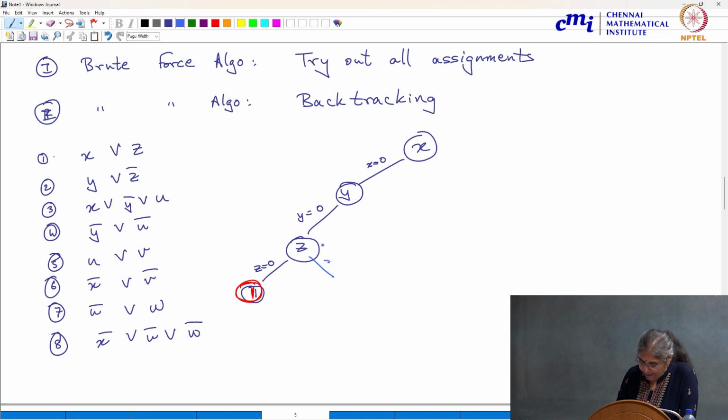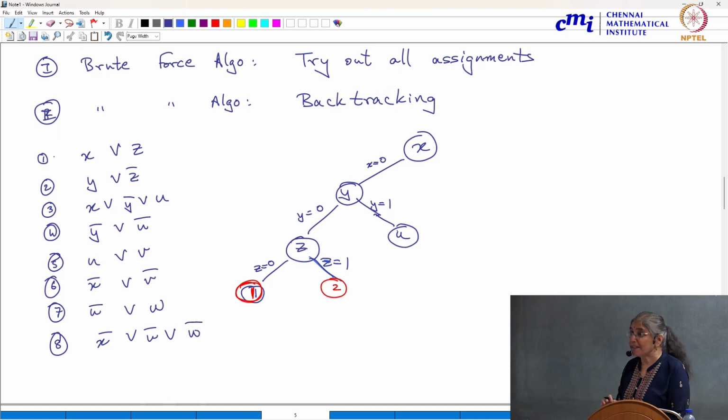Okay, so maybe I should try z equals 1. This also does not work because clause number 2 is falsified. Y or z bar. So a backtracking algorithm will say, I tried z, both options did not work, so you have to go here and try the other option for y. So you try y equals 1. And then at this point, you're not obliged to try z again. Maybe you'll try u. Why not?